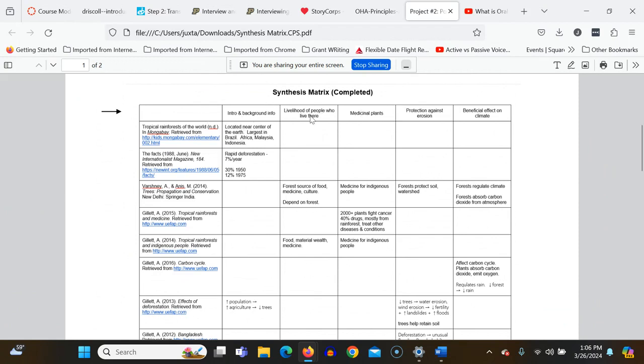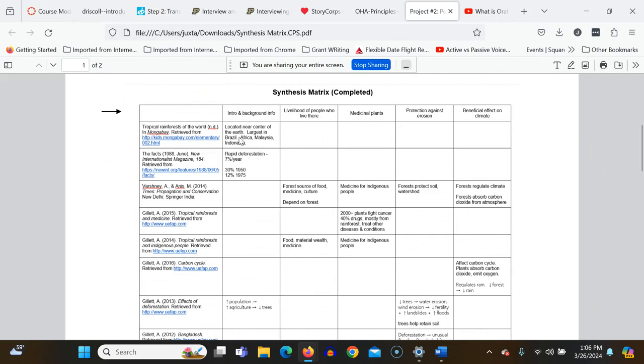So notice across the top, there are some categories. Now, in order to put those categories there, you have to have some idea of what you're looking for, right? So some of yours might be the same, some might be different. So their categories are intro and background information. And I'm guessing that most of you will also have that category, because you probably do want some introduction and background information about whatever you're researching. So you might put that category here, right?